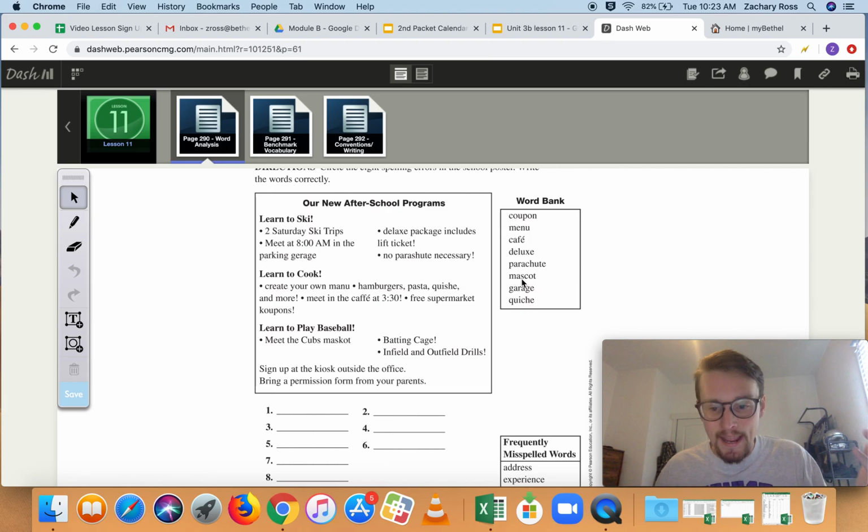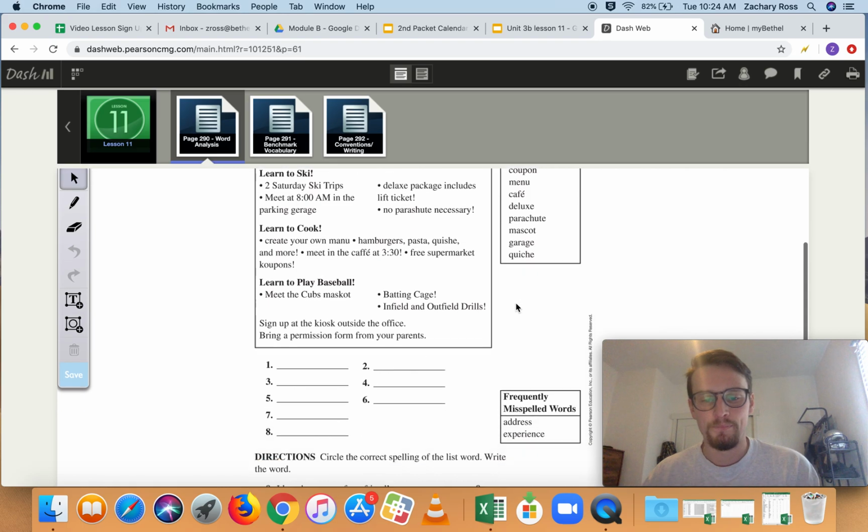Mascot, that's the animal or character that represents your school. So, like us, we're the Hawks. Garage, that's where you park your car or keep all of your extra junk. And quiche, this was the hard one, quiche. It's like a type of food. It's kind of fancy. So, quiche, and it's a weird looking word, quiche.